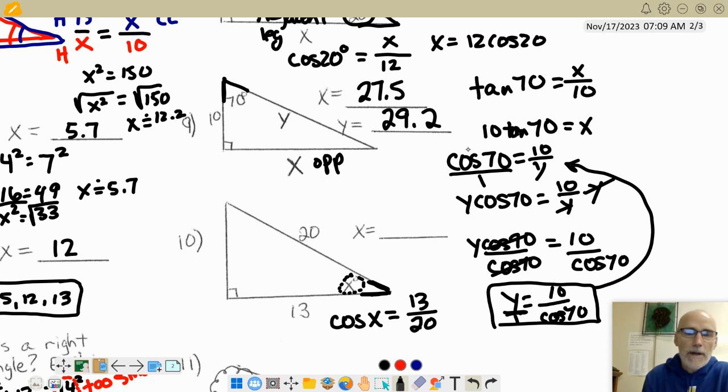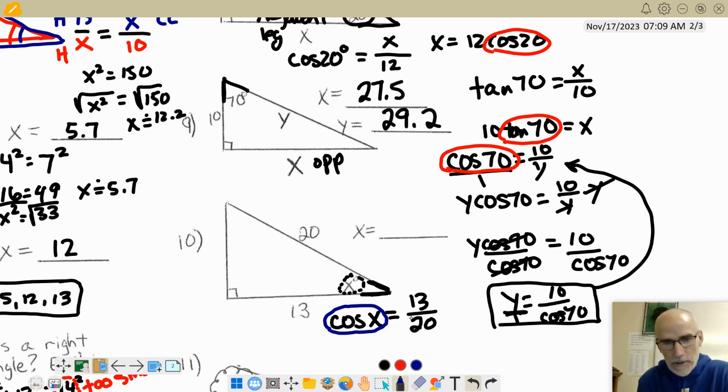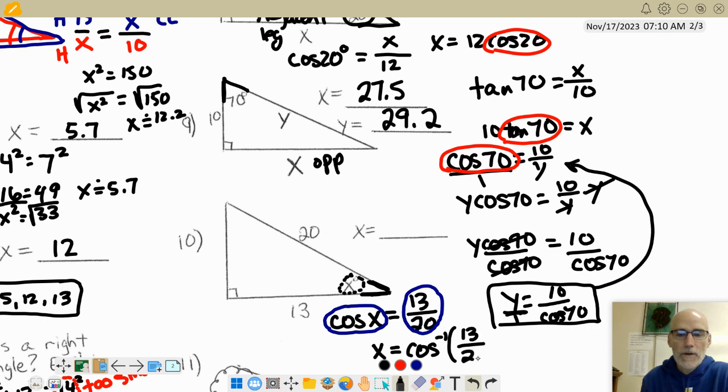And all along, we've been asking for the ratio by saying cosine of 70, tangent of 70, cosine of 20. Hey, computer, tell me the ratio. But now I don't know the angle, so the computer isn't going to tell me the ratio. We're going to tell the computer the ratio, and we're going to ask it to tell us the angle. And the way you do that is you do the inverse cosine. The inverse cosine says, hey, tell me the angle. I have the ratio. The ratio of the adjacent to the hypotenuse in my triangle is 13 over 20.